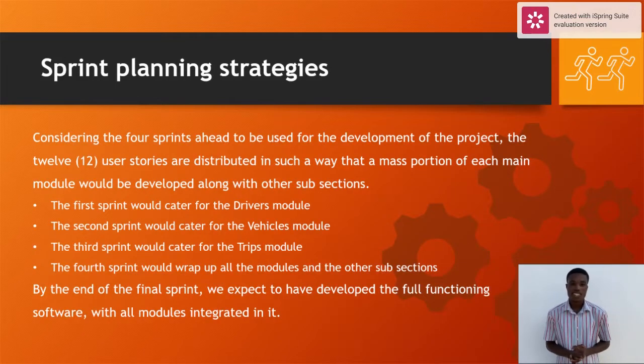Considering the 4 sprints ahead of us, the team has decided to implement a major portion of each main model. So for the first sprint, a major portion of the drivers model would be implemented. In the second sprint, the vehicles model would be implemented. In the third sprint, the trips model would be implemented. While the 4th sprint will be about applying the finishing touches and developing the sub-models of the software. By the end of the 4th sprint, the team expects to have a fully functioning software.